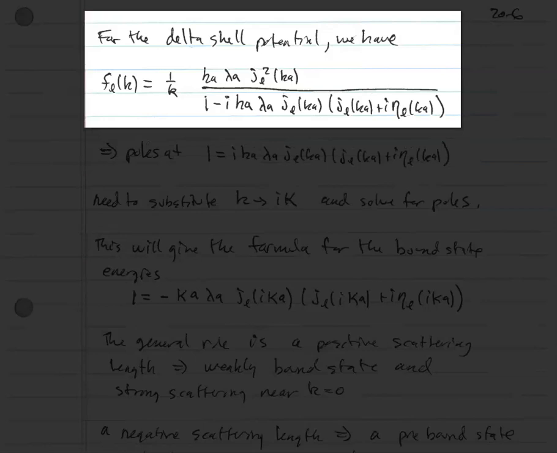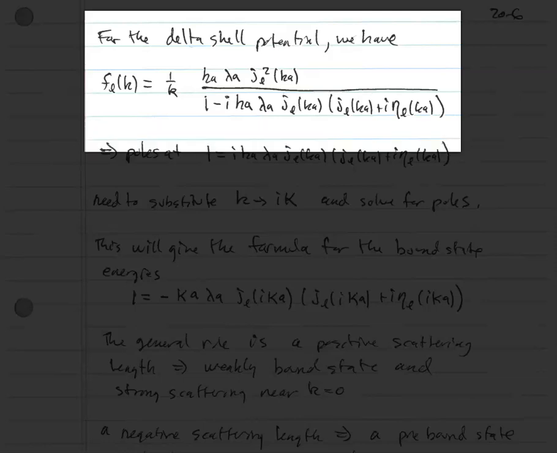Let's go back to our delta shell potential where we found the partial wave amplitude. f_L of K was 1 over K, Ka lambda A, j_L squared of Ka over 1 minus i Ka lambda A, j_L of Ka times j_L of Ka plus i eta_L of Ka. Note that this is the partial wave scattering amplitude. It is not the wave function that we were talking about before, which is, of course, a function of r, not a function of K.